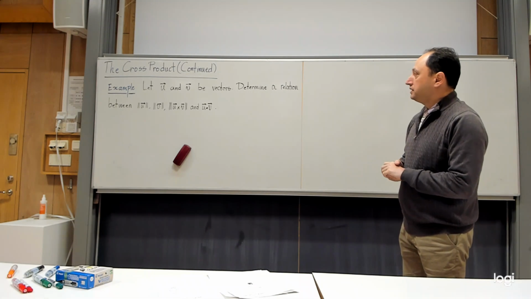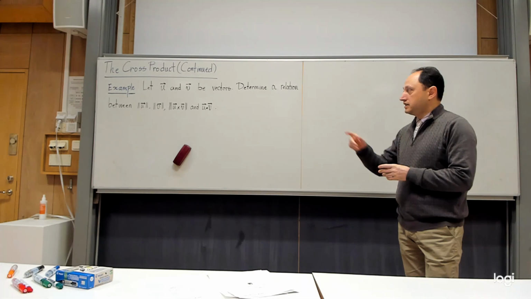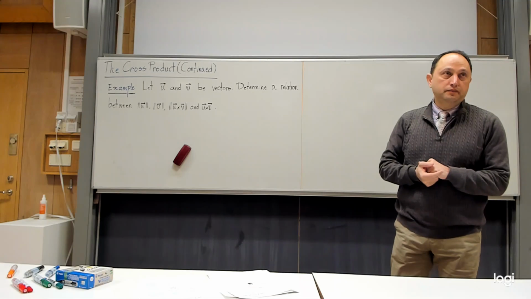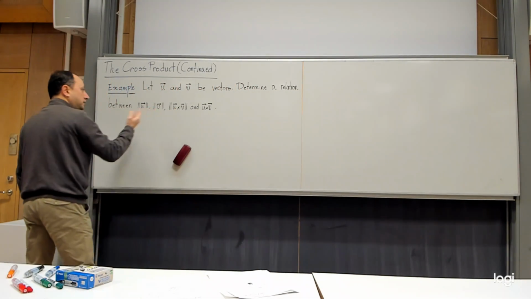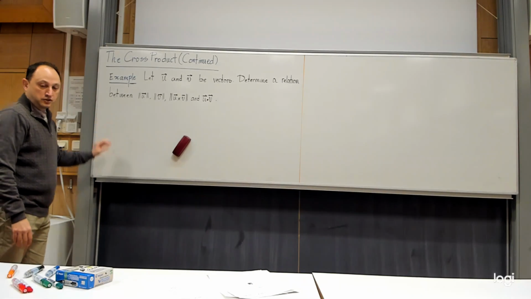Let u and v be vectors. Determine a relation between the norm of these three vectors u, v, and u cross v, and u dot v. Of course, all of them are scalars. They are numbers. We want to find a general relation between them. It's good to know about it. So how can we do that?